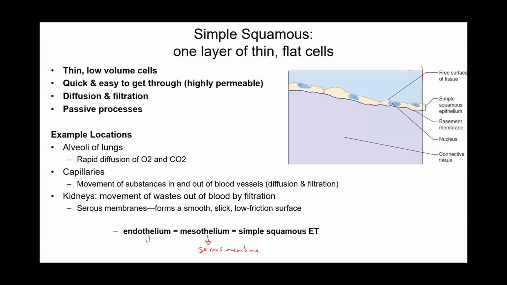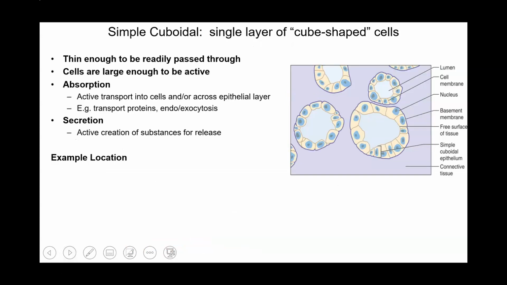The simple squamous that lines blood vessels and the blood vessels in your heart is called endothelium, and we'll discuss that in the second half of the semester. But endothelium and mesothelium are simply simple squamous tissue in a specific context.